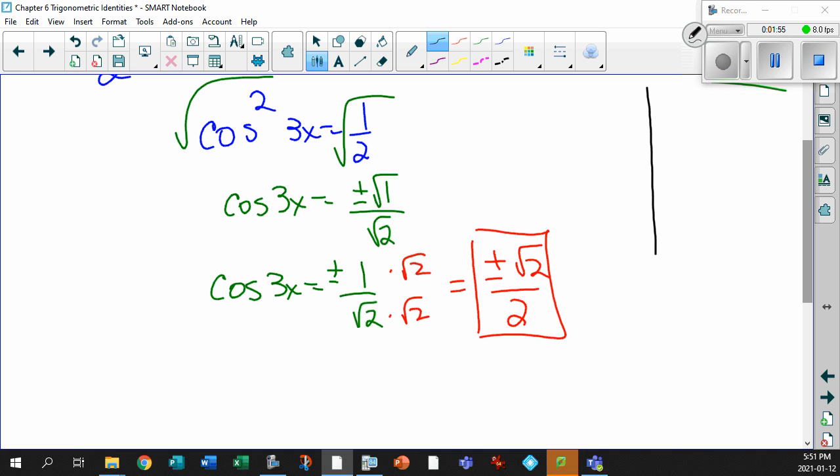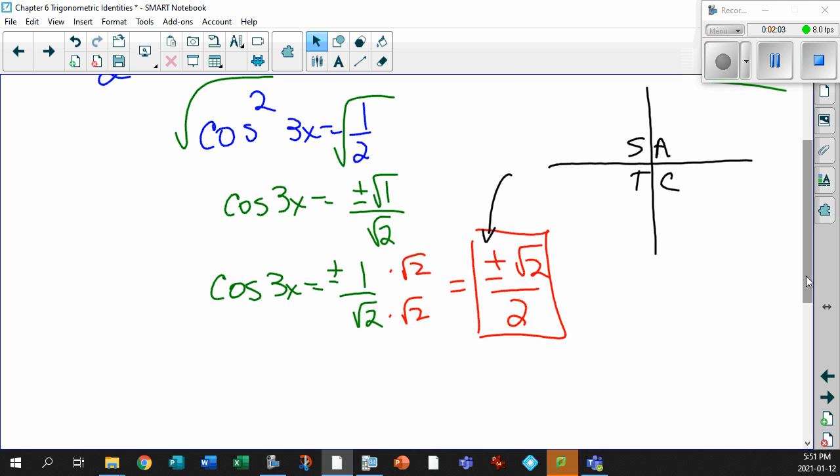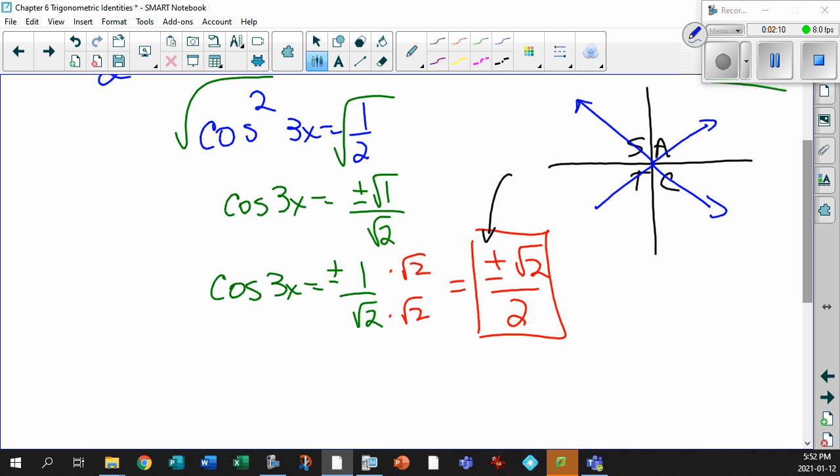Yeah, the CAST rule. Add sugar to coffee. But plus or minus means what? It means, yup, all the positive ones, and all the negative ones as well. Oh my goodness, you're going to have 4 angles, aren't you? Yeah, you're going to have a few more than that, actually. Hang on. Check this out.